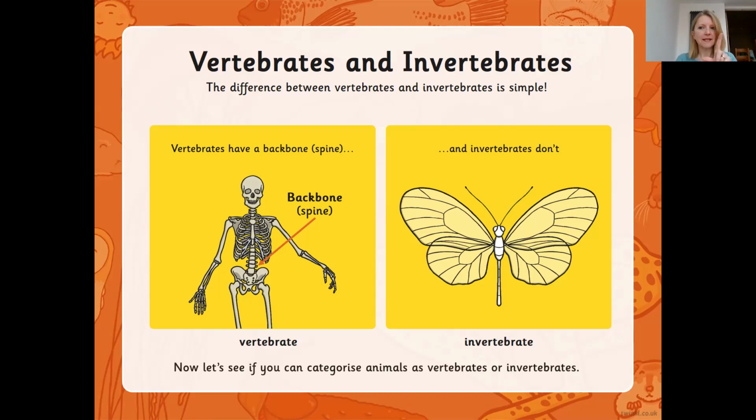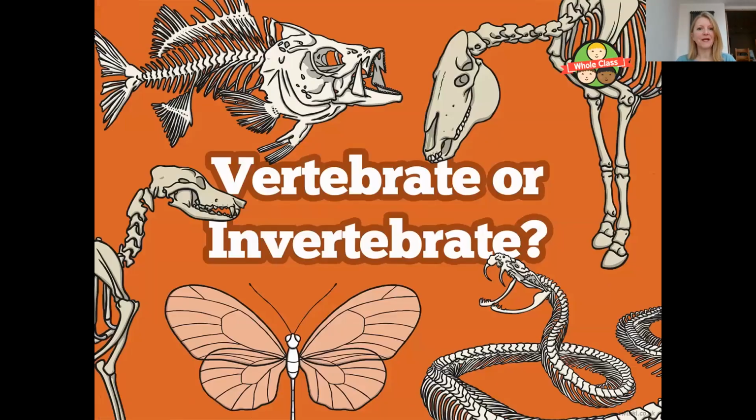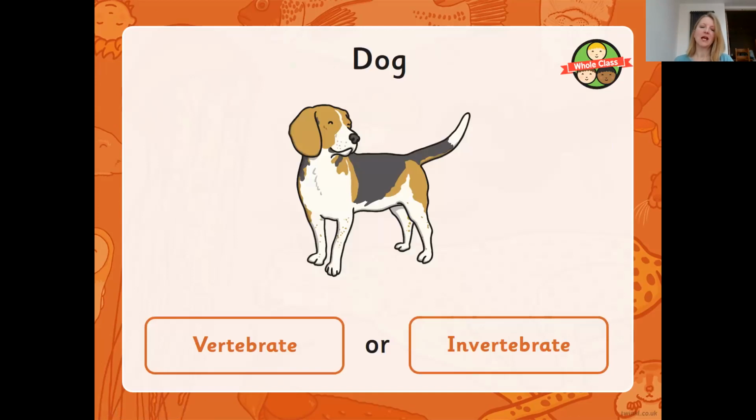Okay, little test now, little quiz coming up. Can you categorize these animals? Could you put them into the vertebrates or the invertebrates group? Here they come. So vertebrate or invertebrate? A dog. What do you think? Vertebrate or invertebrate? Do you think a dog has got a skeleton inside its body? Has it got a backbone? Has it got a spine?